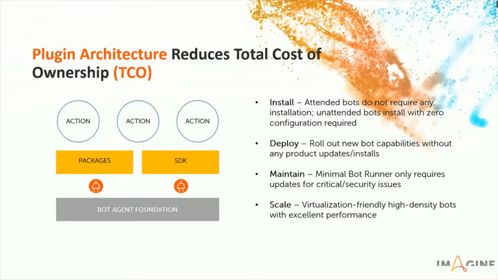Our plugin architecture reduces our total cost of ownership by abstracting our packages and actions, or the steps a bot will take during its process, into cloud-based artifacts. And then the bot agent foundation resides on the bot runner machine or the bot creator machine, and that's going to be interacting with the desktop. By doing that abstraction, we're able to install, deploy, maintain, and scale much easier with this new version.